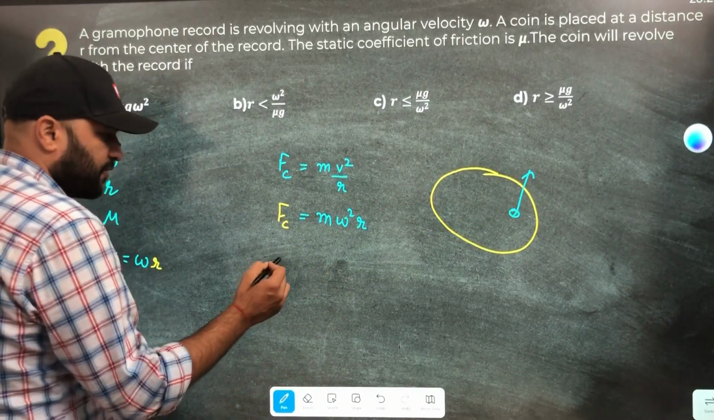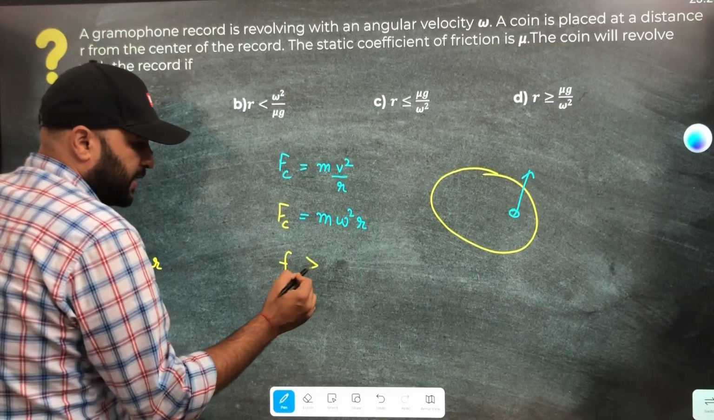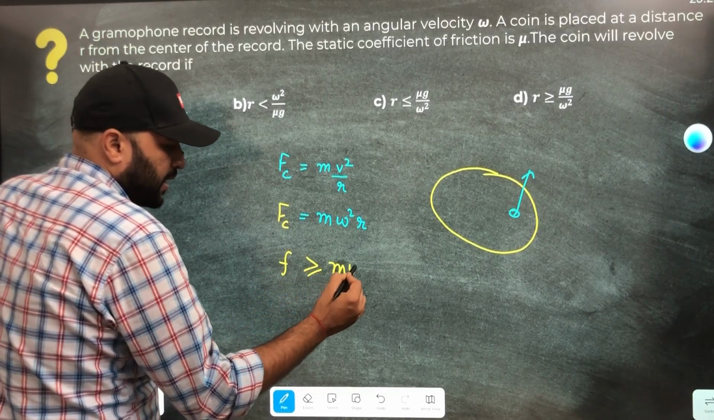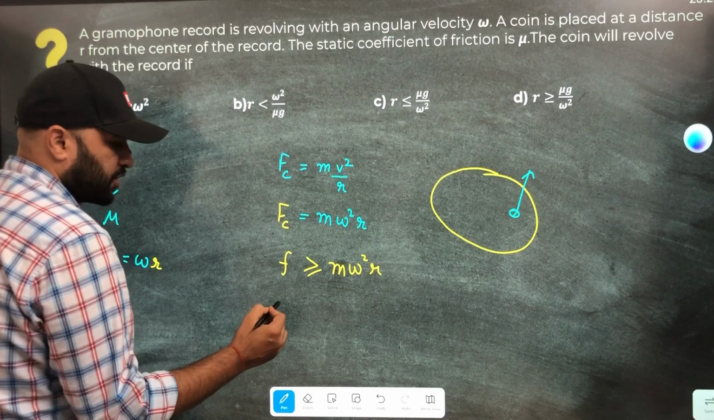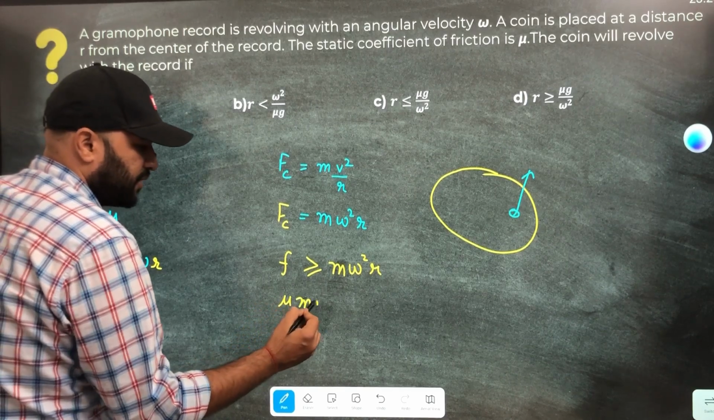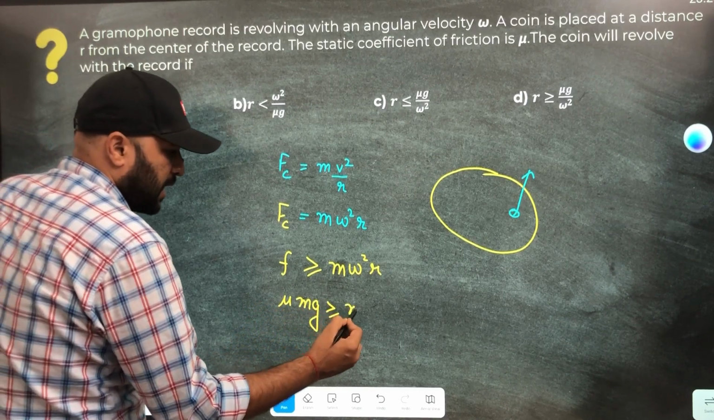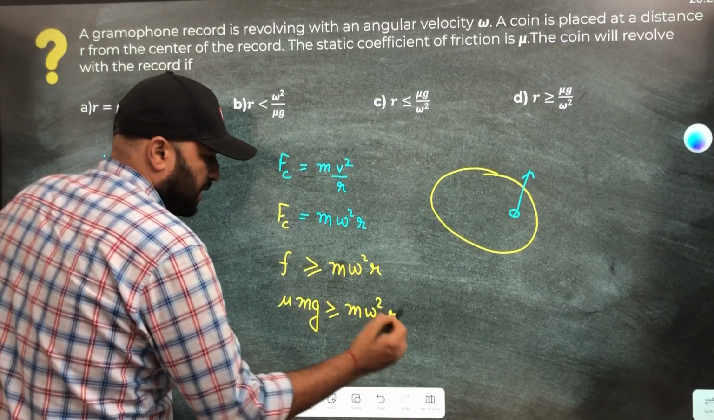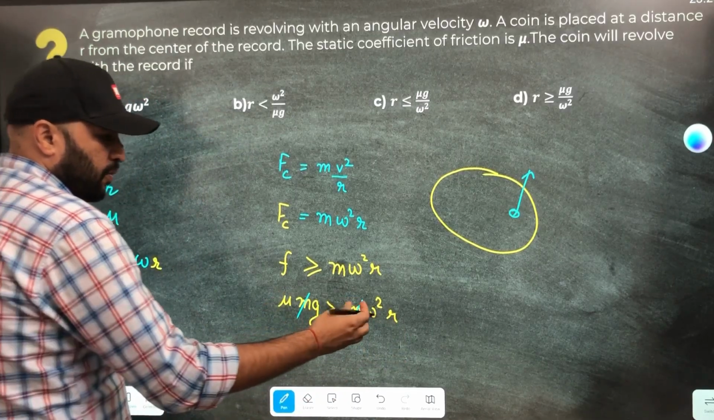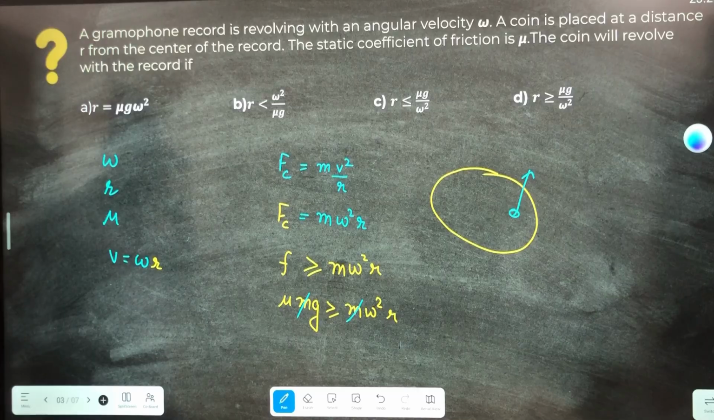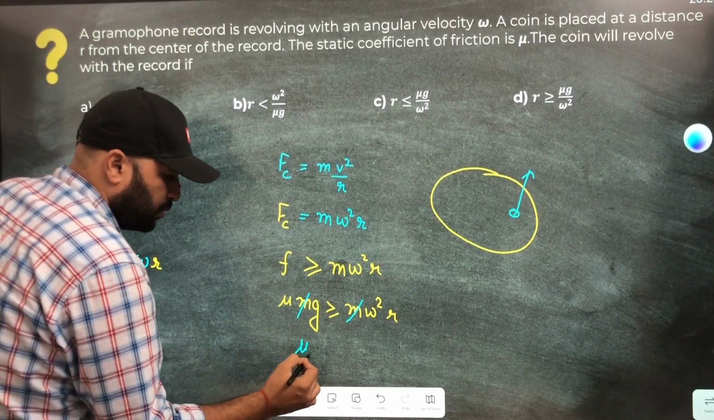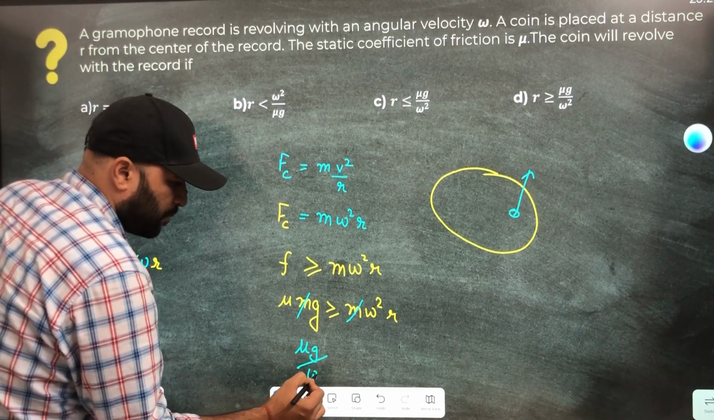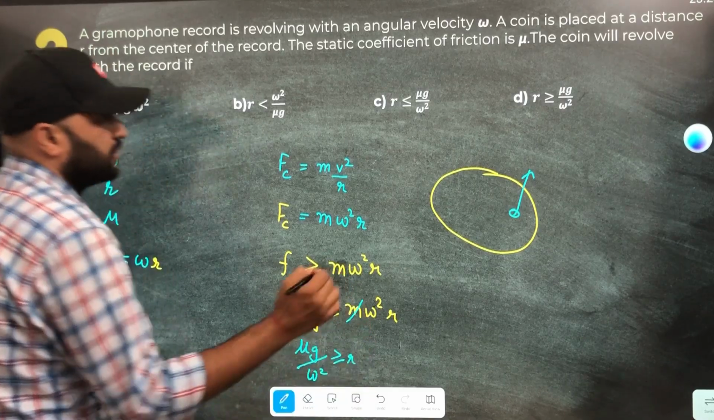So I will say that the force of friction must be greater than or equal to m omega square r, correct? And what is our frictional force? Mu times normal reaction, which is the weight of this object, the coin, equals m g. Let's cancel out this m with m and take this omega square to the left hand side. It will be mu g upon omega square must be greater than or equal to r, correct?